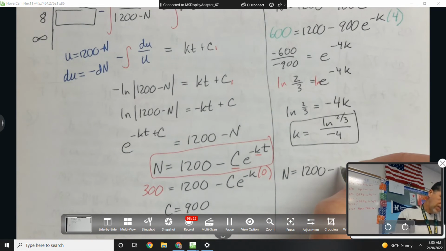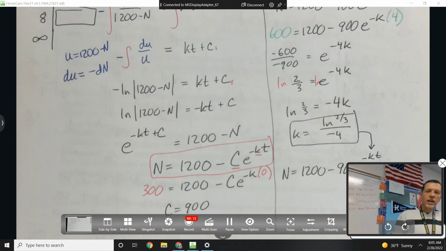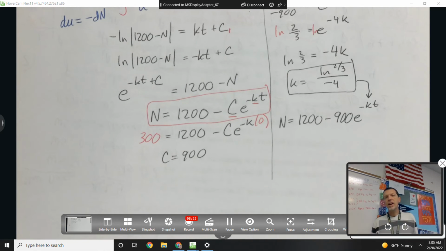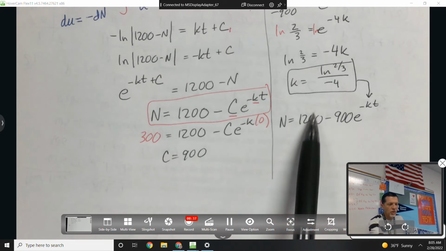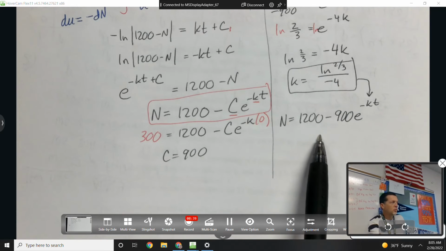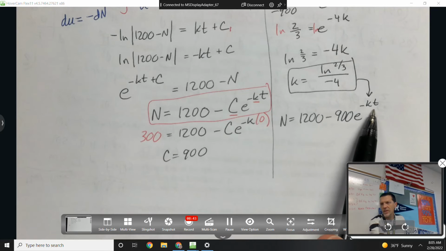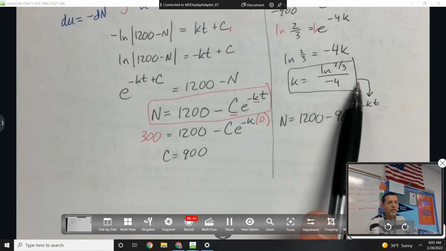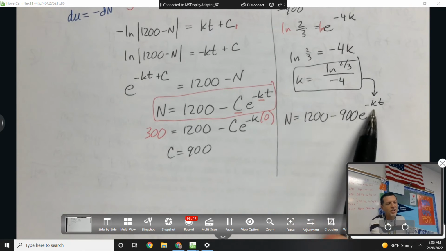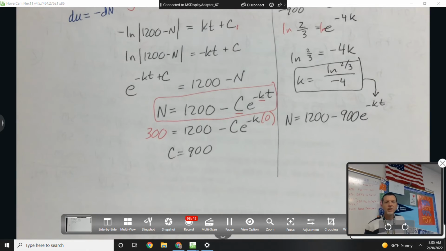1200 minus 900 e to the negative kt. And I'm not going to rewrite k because I've got it right there. And that's a perfectly acceptable answer on a free response test for me or for AP. If you tell them what k is, you don't have to rewrite it all out. You don't have to even draw the arrow. That's just sort of saying, hey, look, I know what k is. It goes right here. I just don't want to rewrite it.